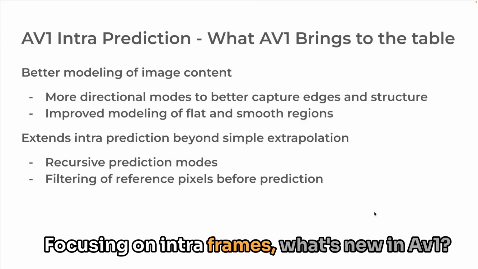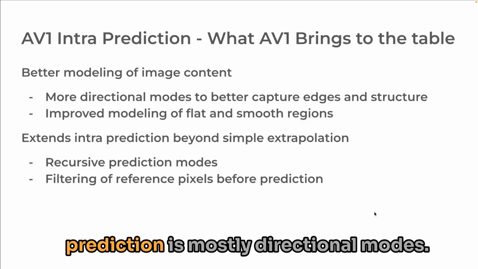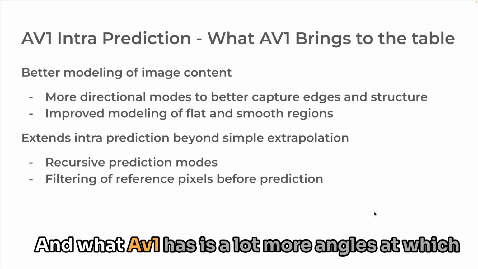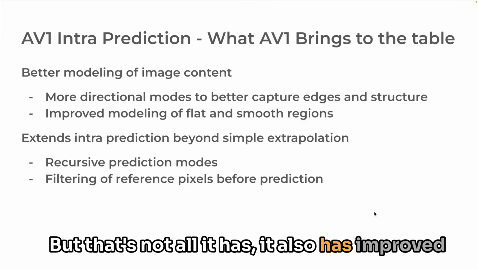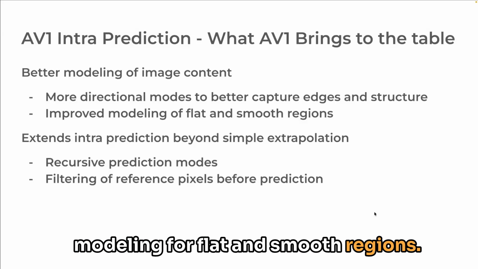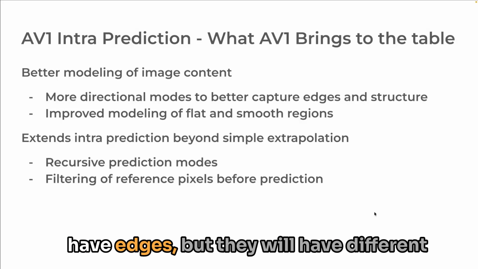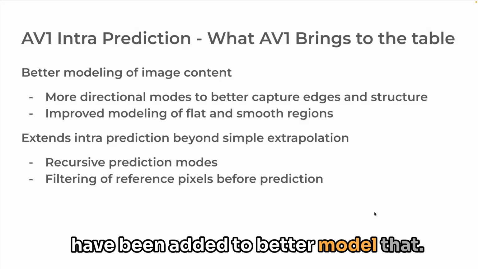Focusing on intra frames, what's new in AV1? The big contribution to intra frames or intra prediction is mostly directional modes. You have an edge in an image and you want to model it, and what AV1 has is a lot more angles at which you can draw your edge inside of a block. But that's not all it has. It also has improved modeling for flat and smooth regions. These are regions in the image that don't have edges, but they will have different properties, and we'll see 3 tools that have been added to better model that.